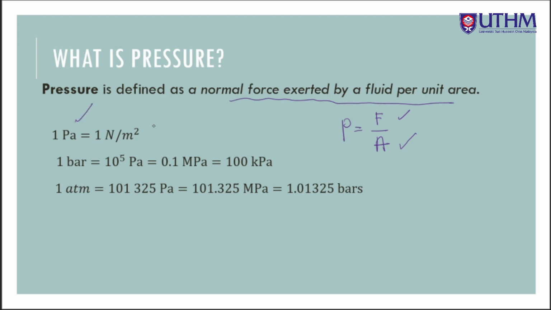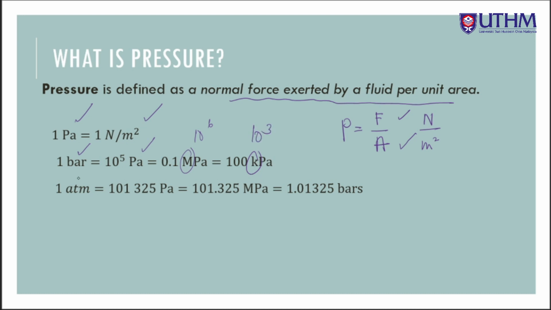Usually we use Pascal or Newton per meter square, sebab unit F is Newton and area is meter square for the SI unit. Kita boleh guna Pascal or Newton per meter square, or sometimes kita guna bar. Bar equals 10 to power of 5 Pascal, which also equals 0.1 megapascal and also equals 100 kilopascal. Yang ni semua just macam mana kita convert, sebab mega dia 10 kuasa 6, kilo dia 10 kuasa 3.